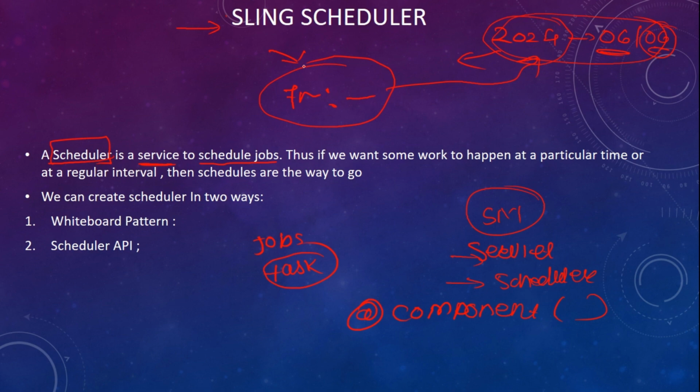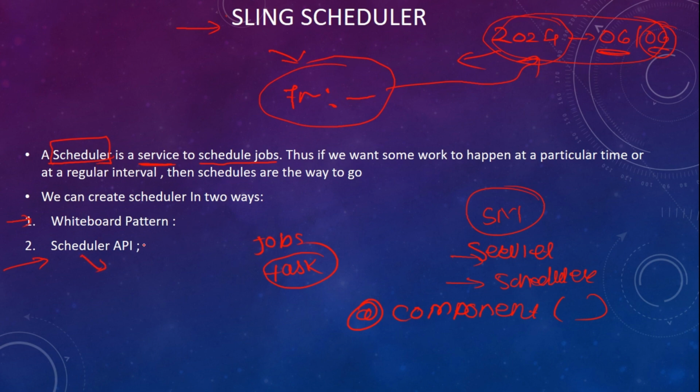So how can we create a scheduler? For creating a scheduler, we have two ways. The first one is the whiteboard pattern and the second one is the scheduler API. So we can create a scheduler in two ways: first the whiteboard pattern, and second the scheduler API.